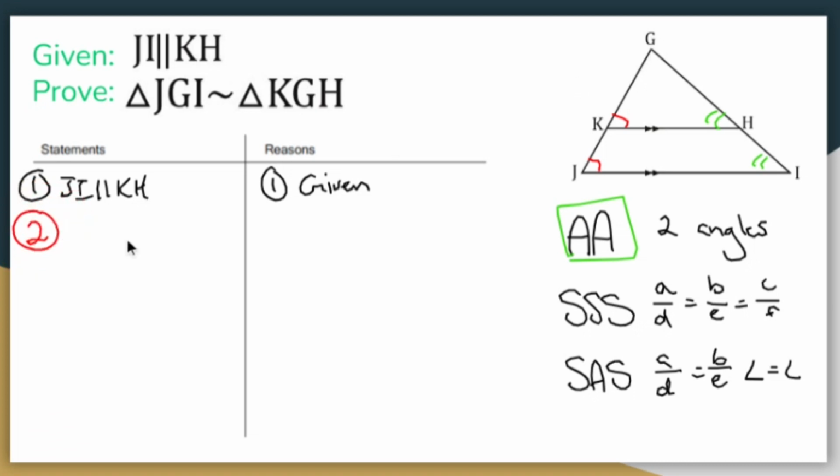That means that the measure of angle GKH is equal to the measure of angle GJI. Also, the measure of angle GHK is equal to the measure of GIJ.